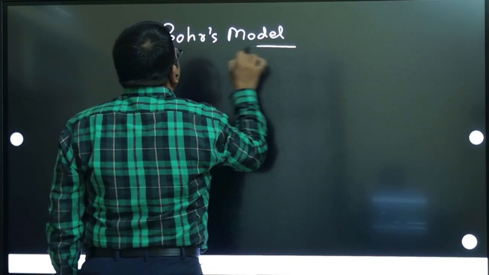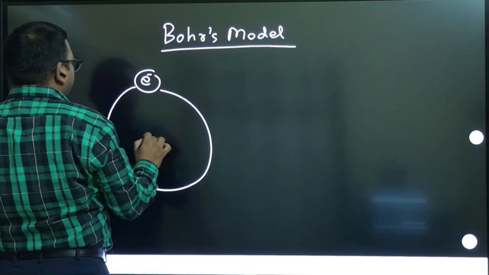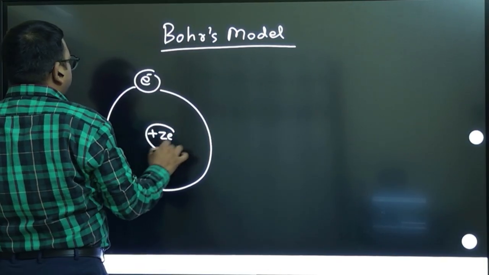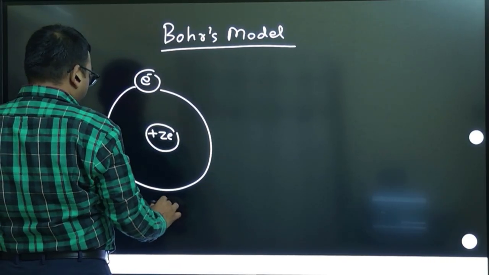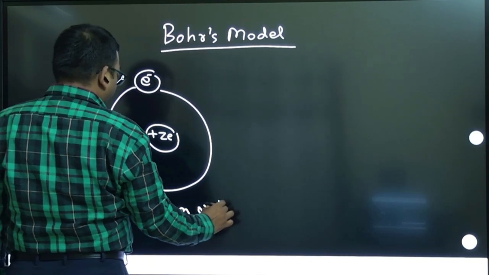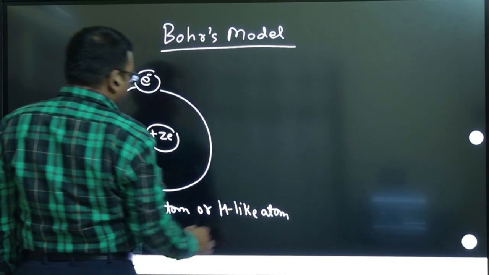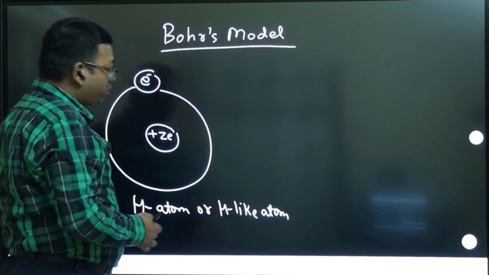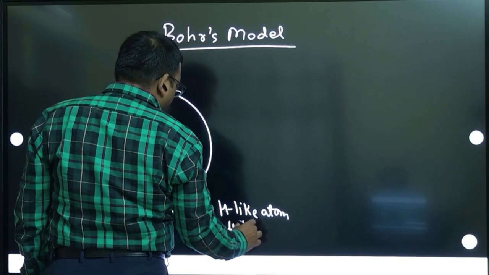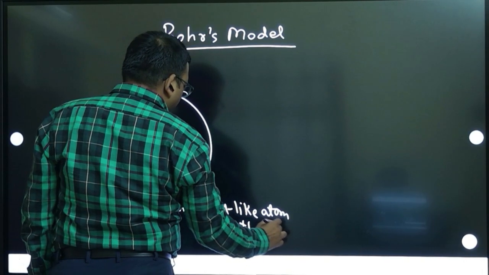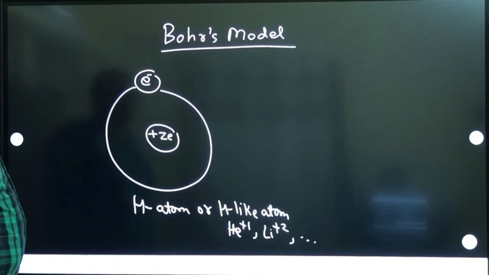Bohr's model. So the electrons are revolving around the nucleus. Nucleus has charge plus Z. We are taking hydrogen atom or hydrogen like atom. Hydrogen like atom means it has only one electron in the atom. That means it can be helium plus 1, lithium plus 2, and so on. Okay, so that's what it is.